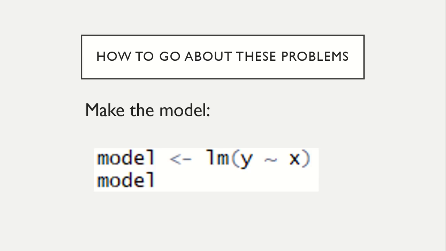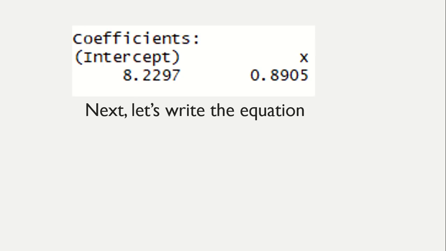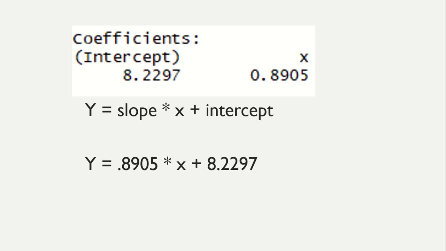How do you go about linear model problems? First, after the conditions, you make the model. Once you type in model as shown in the line of R, you will get something that looks like this. It gives you your intercept, which is right under where R says intercept in parentheses, and it gives you your x value. The equation is y equals slope times x plus intercept. As I mentioned earlier, it's y equals mx plus b format. So if we actually wrote it, it would be y equals 0.8905x plus the intercept, 8.2297.